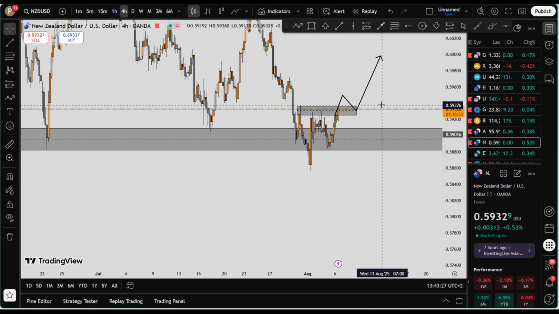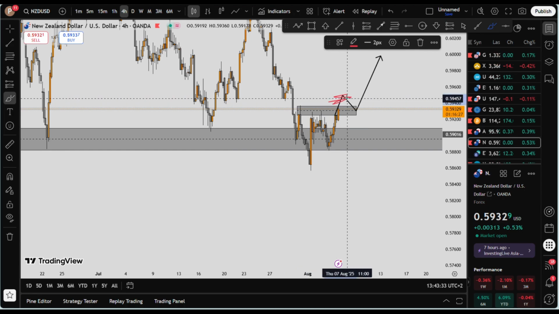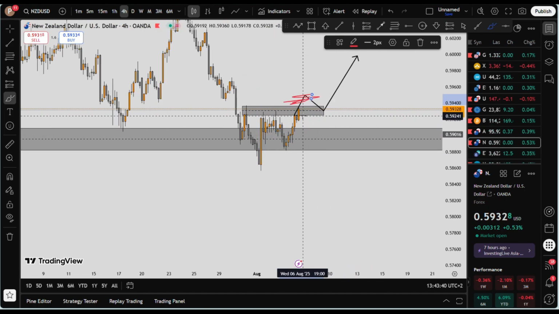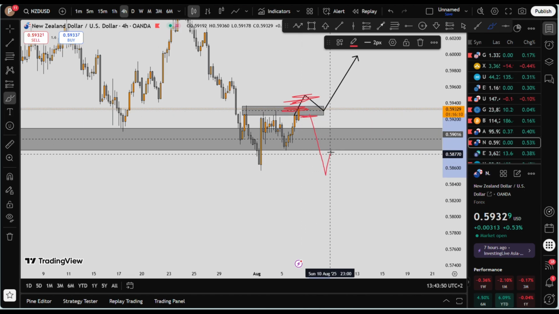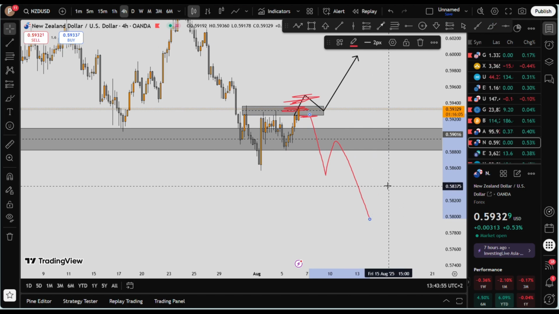If price closes above this zone, closes anywhere around here above, it's simple. But if price chooses to close below, if it closes inside here or below, sells are still valid. This can still happen very easily. So that's about it for me, guys.